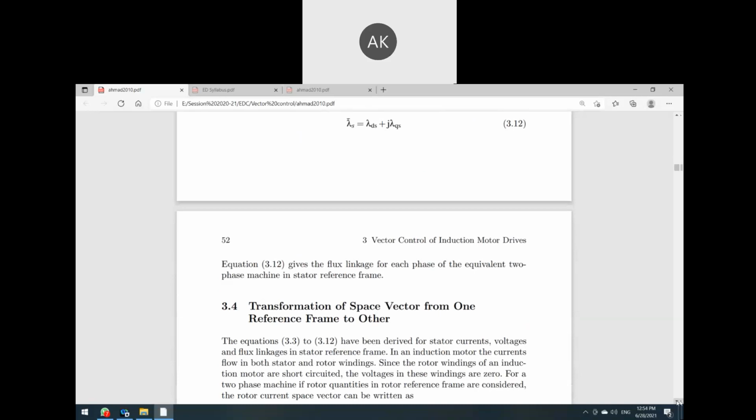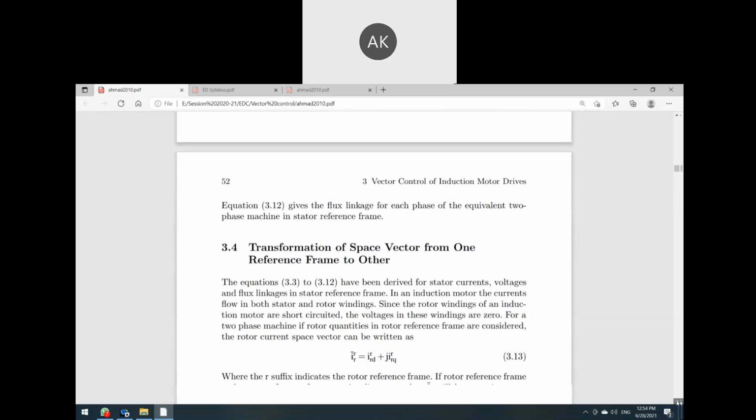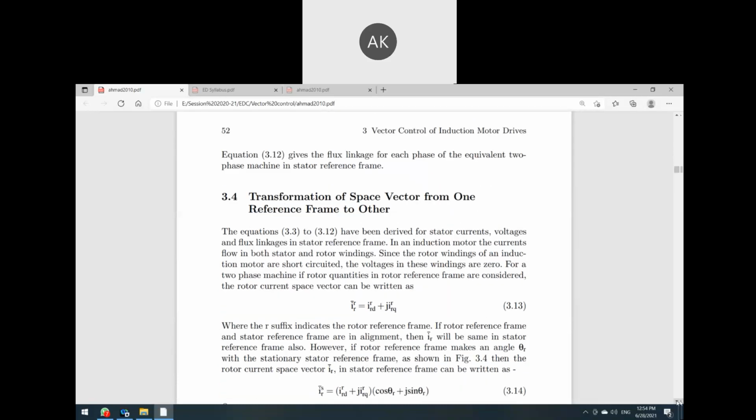Then, transformation of space vector from one reference frame to another reference frame. In an induction motor, current flows in both stator and rotor windings. Since the rotor windings of an induction motor are short circuited, the voltage in these windings is zero. For a two-phase machine, if rotor quantities in the rotor reference frame are considered, the rotor current space vector can be written as follows. Basically two reference frames are there, the rotor reference frame and the stator reference frame.